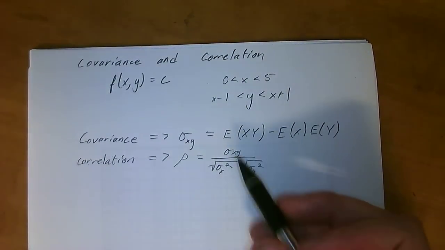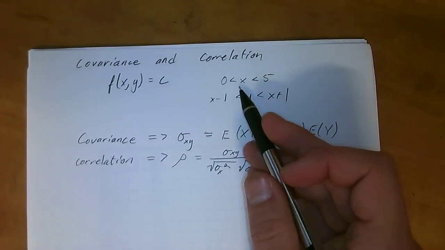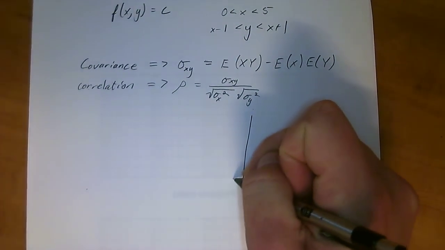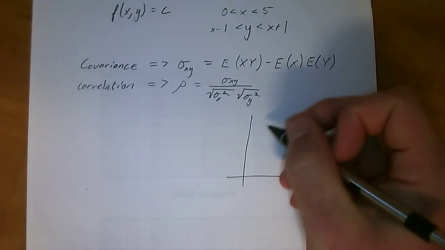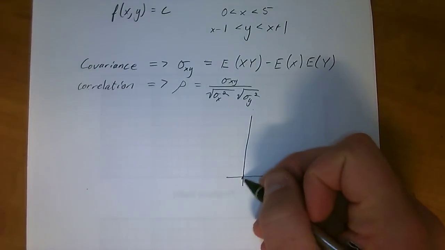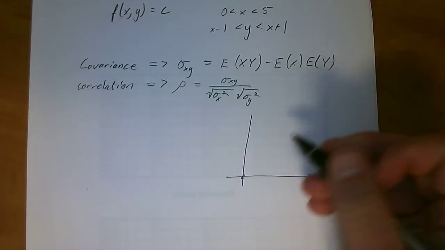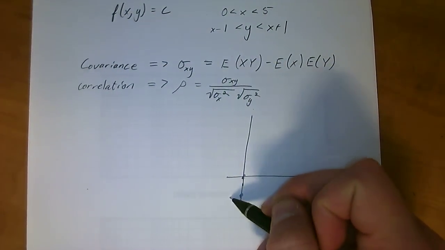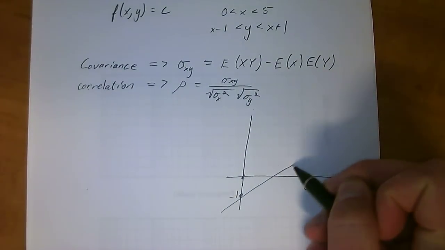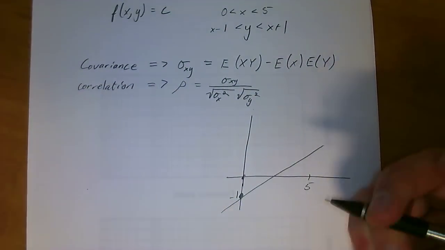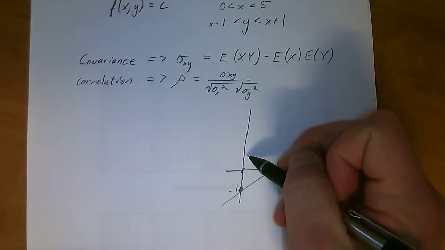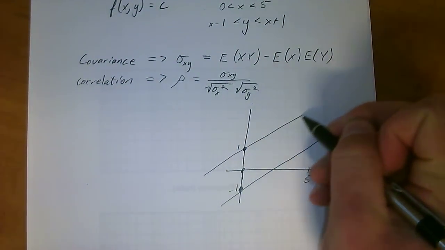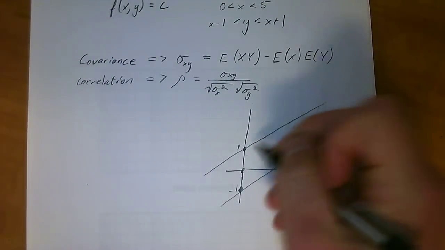Okay, so solving for c, first thing I want to do is draw a picture of where my limits are based on this. So I go ahead and sketch this out. I've got x from 0 to 5. I'm going to put 5 out here. And then I've got y from x minus 1. So I'm going to say minus 1 is right there, going up at 45 degrees. And then x plus 1. So 1 right there, going up like that. And if you draw 5, that right there.